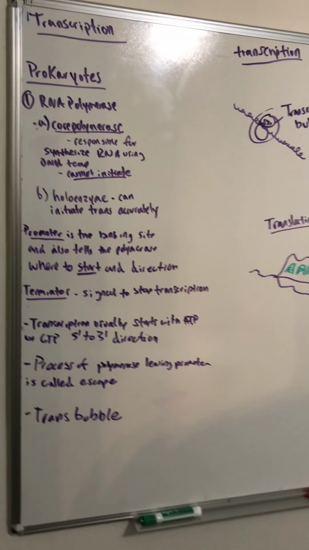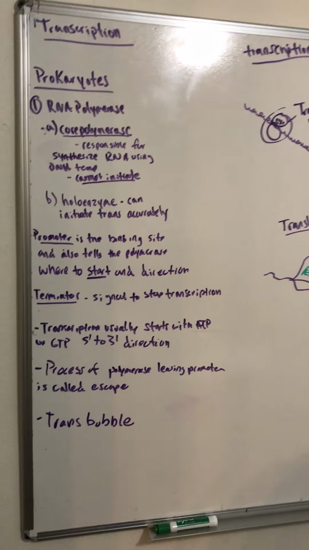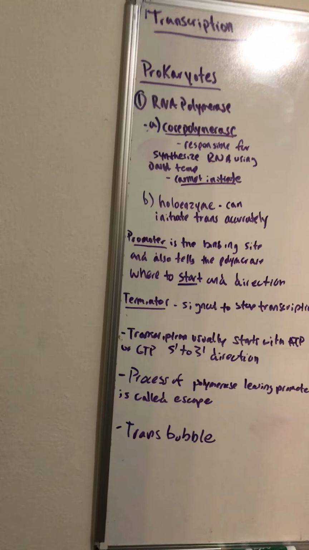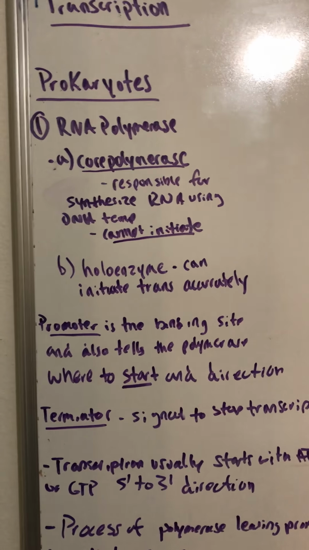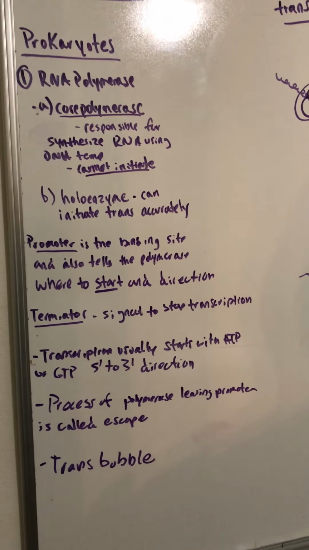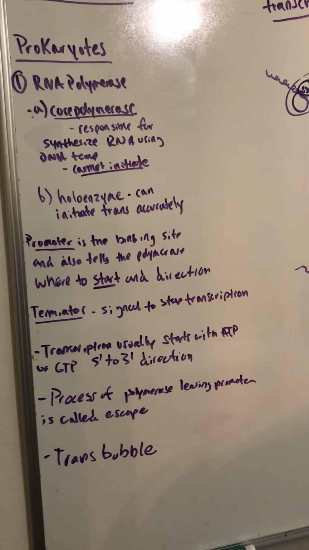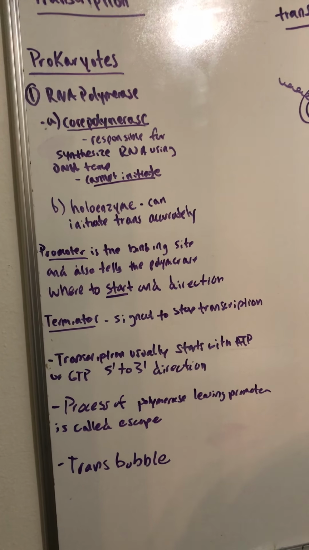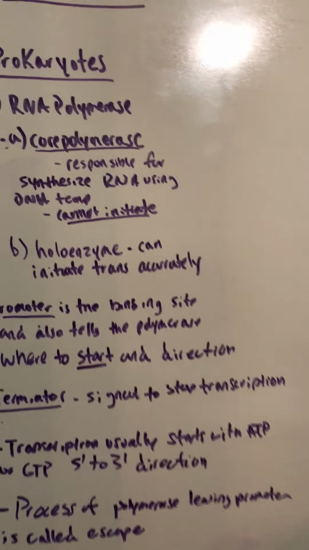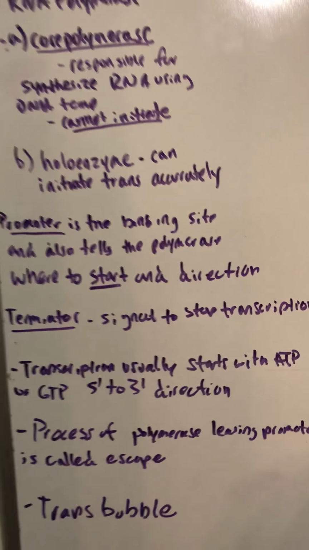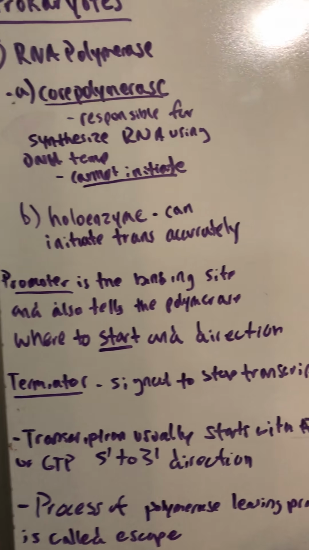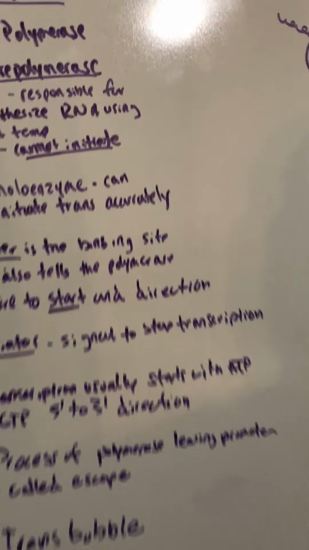So transcription in prokaryotes is going to be a little less dense than, say, eukaryotes. In prokaryotes, there's only one RNA polymerase, and that RNA polymerase can be thought of as made up of two separate parts. One part, the A part, would be the core polymerase. Now that core polymerase is responsible for synthesizing RNA using a DNA template.